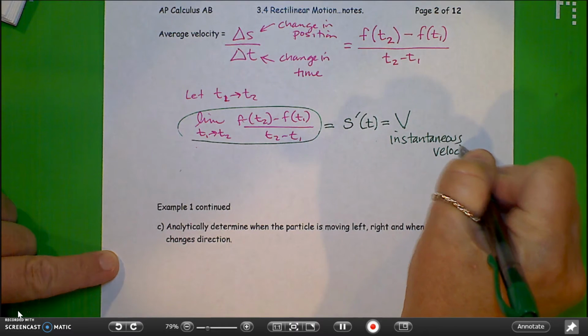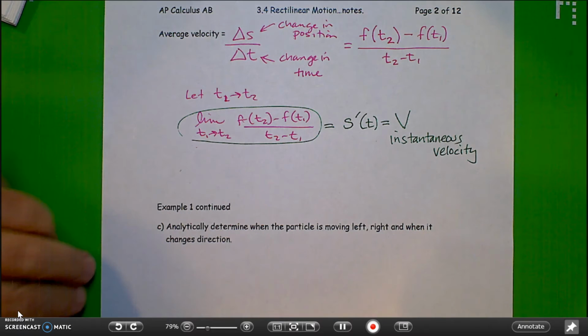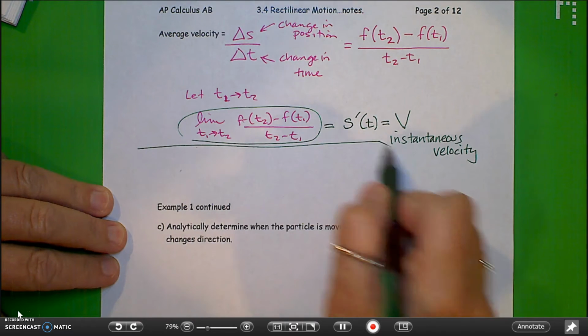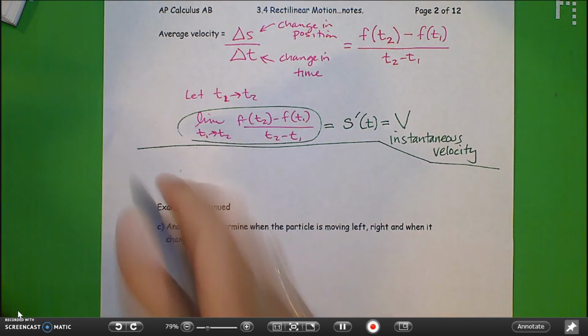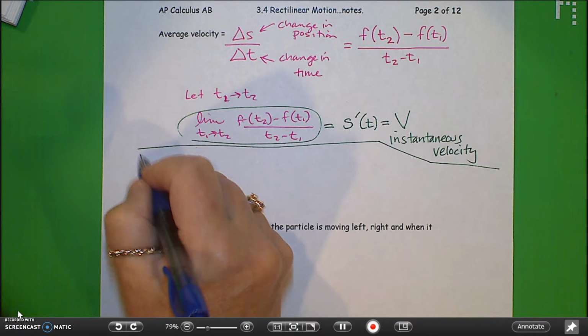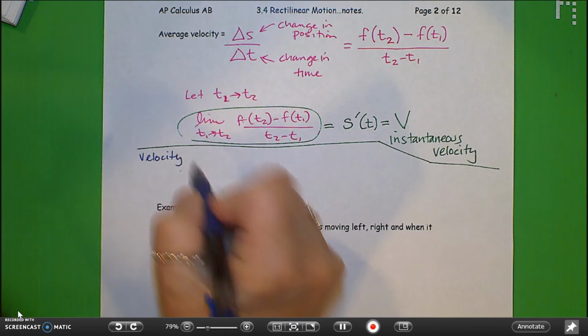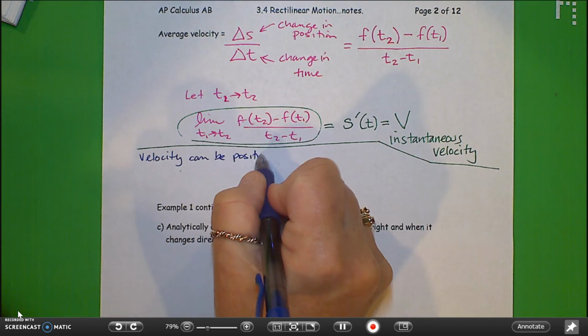And we're going to use just the letter v to indicate instantaneous velocity. The velocity at a particular point or an instant in time. Now velocity can be positive or negative, and you need to have a good idea of what the positive and negative velocities would mean.